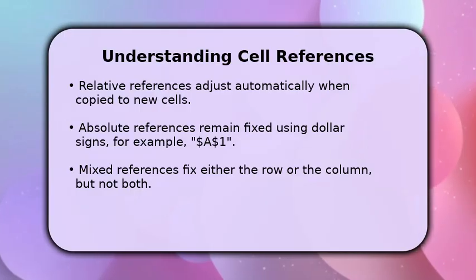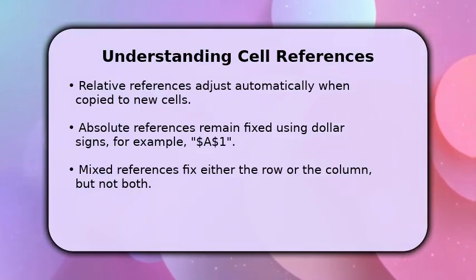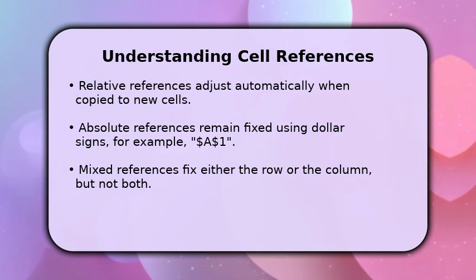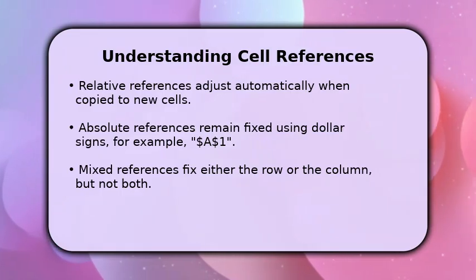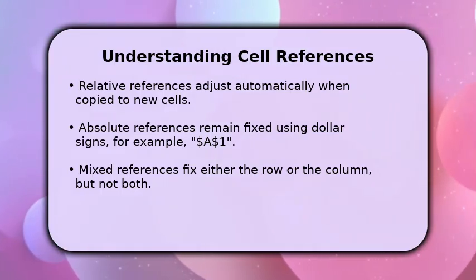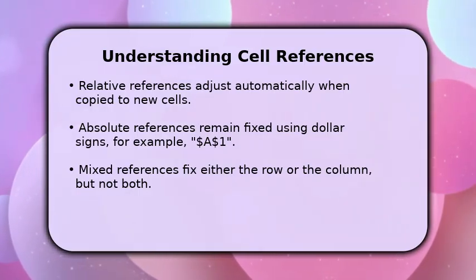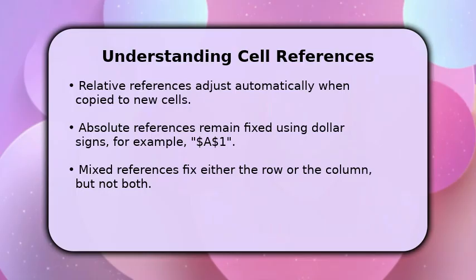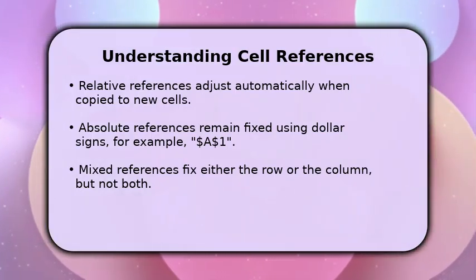A crucial concept for advanced formulas is cell referencing. Relative references, like A1, change when you copy a formula to a new location. Absolute references, such as $A$1, always point to the same cell. Mixed references fix either the column or the row. You can easily cycle through these types by pressing the F4 key on your keyboard.